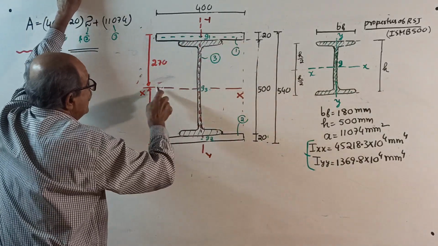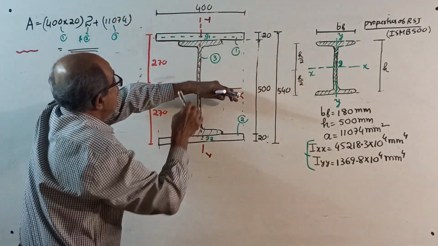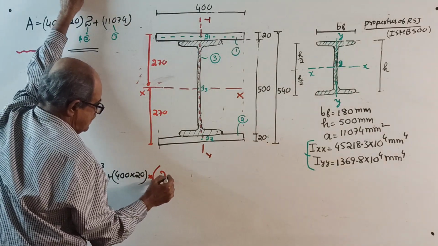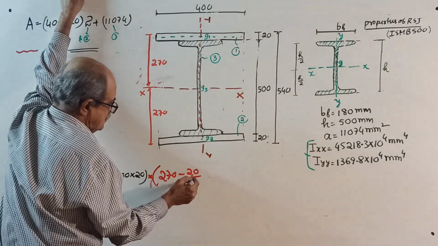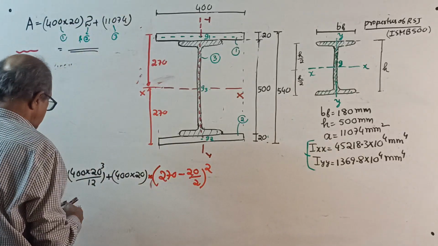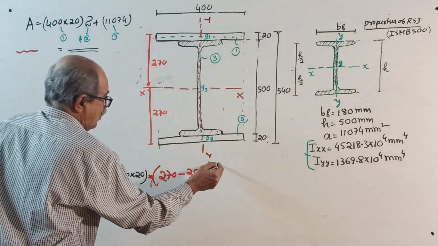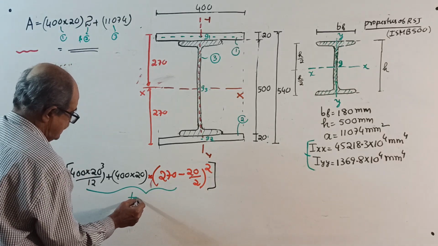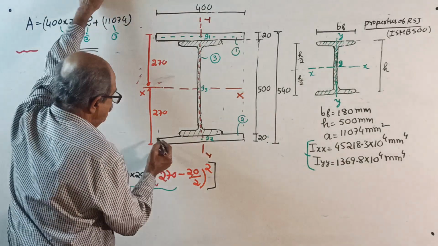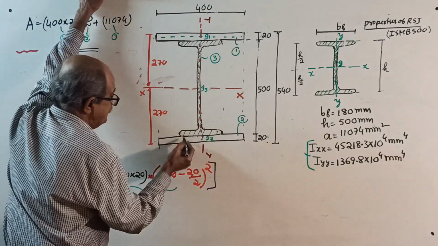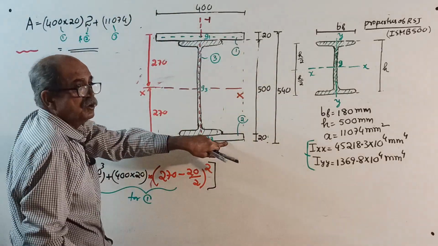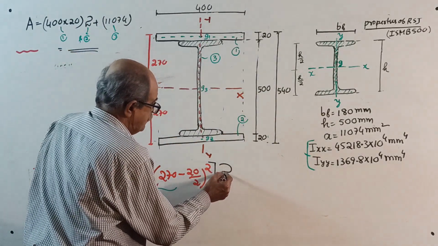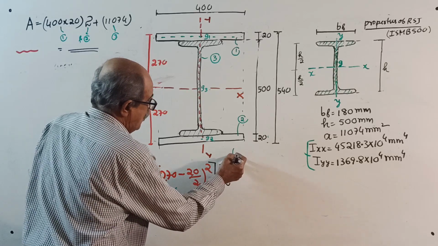With respect to x-axis, G1 lies outside. It is 270 minus 20 by 2, whole square. These are all so simple. This will give I about x-axis for 1. Everything here is for 1. Now for 2, identical answer: once again, same Ig, same h square. 1 and 2 are both symmetrically placed with respect to x-axis, so don't waste time. Multiply by 2. This is for your part 2.